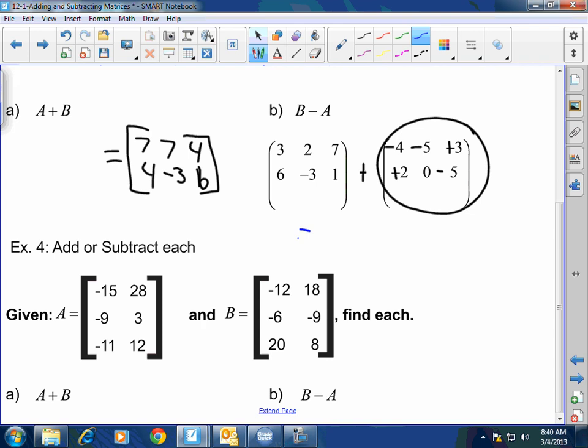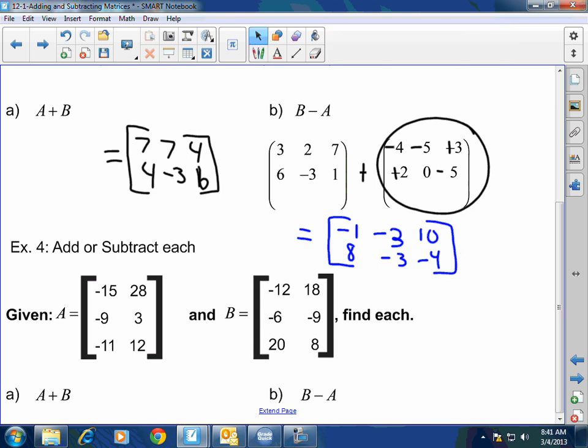So now it's 3 minus negative 4, negative 1. We got then a negative 3, 2 minus 5, 7 plus 3 is 10, 6 plus 2 is 8. Come again? Yeah, negative 3. Thank you, son. Row 1, column 2. 6 plus 2 is 8. Negative 3 plus 0 is negative 3. And 1 minus 5 is negative 4. Done. Bye-bye. Gone. Have a good day.